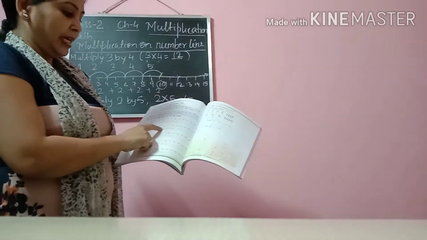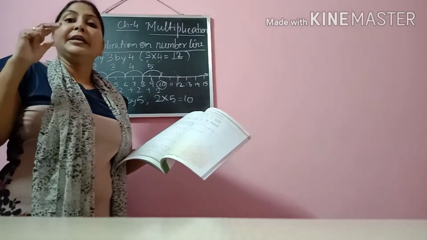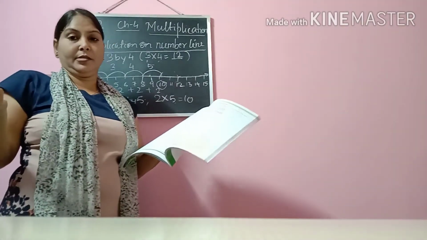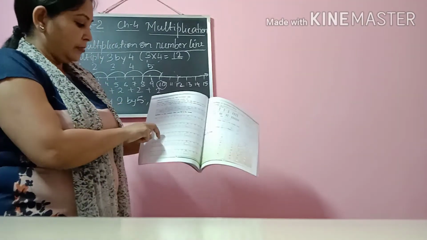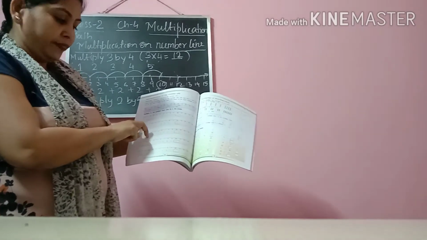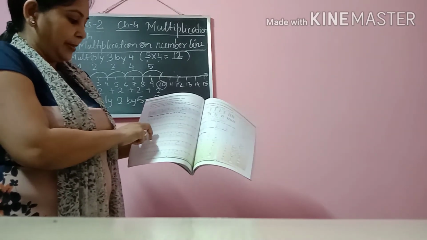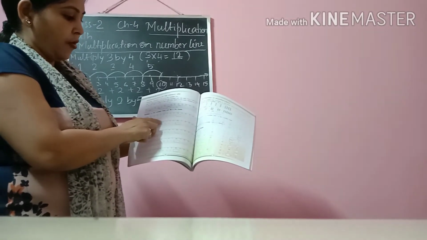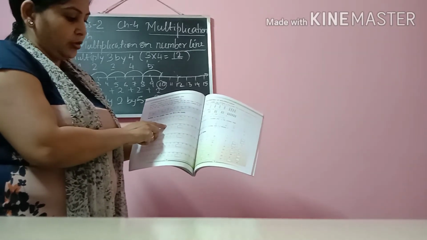Next one is 6 multiplied by 2. That means we are repeating 6 two times. Okay. So from 0 we will not count. Like we will start from 0 obviously. But then 1, 2, 3, 4, 5, 6. First we have landed on 6.